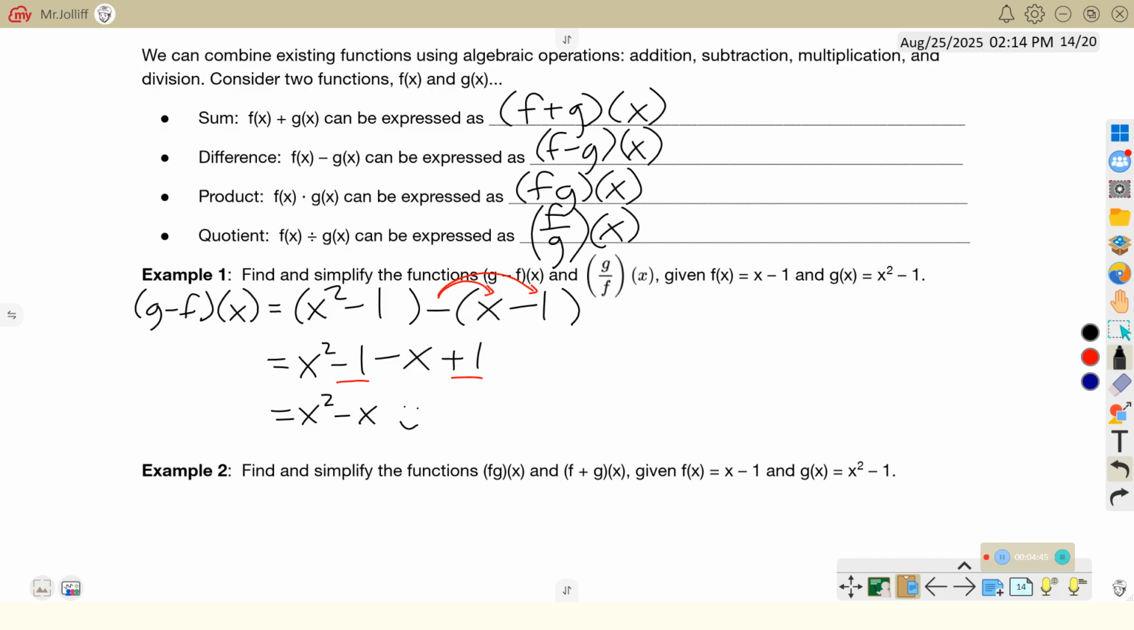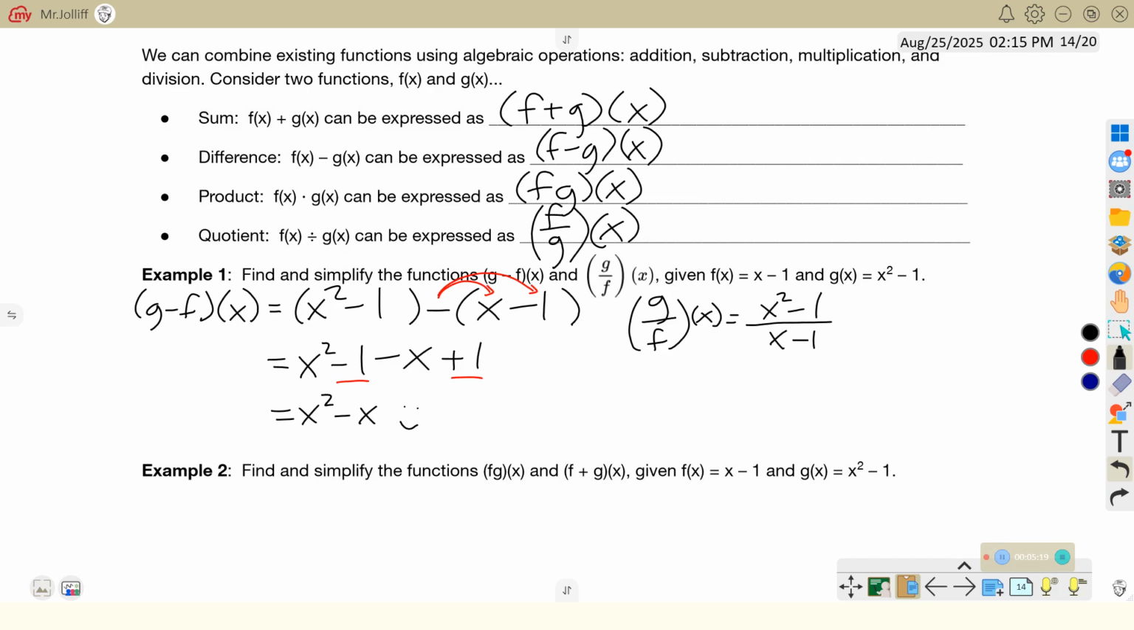Good. And that's next. G over f means division. So I'm going to set up my fraction. G is my numerator, f is my denominator. So g on top, f is on bottom. That can be simplified. Question is how? What can I do to simplify that?